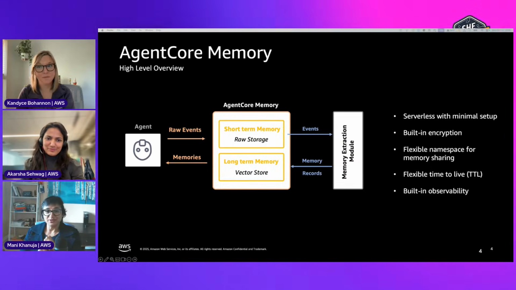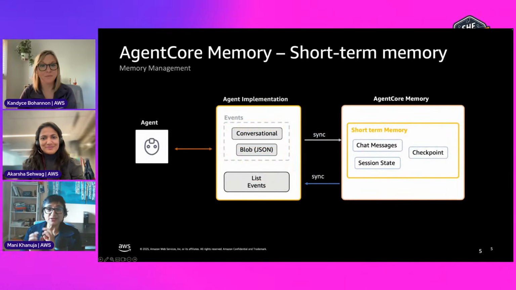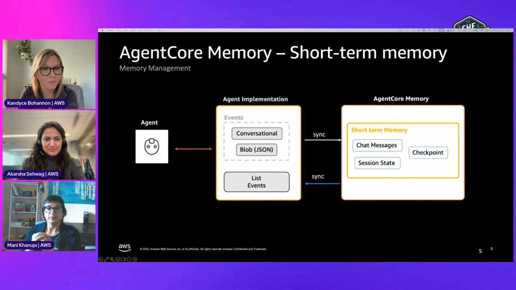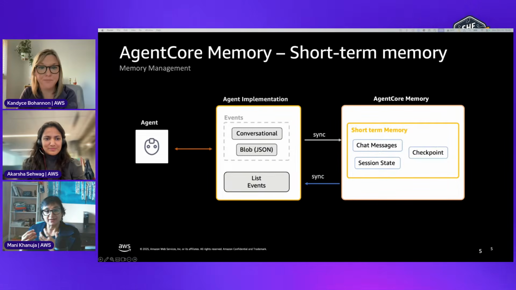Now let's move into the short term. As I mentioned earlier, short term can be your conversation or it can be a JSON blob. Why do we need this blob? Because you might want to store the checkpoint or the session state of an agent. And whatever is in that blob, when you enable long-term memory, it doesn't go into the long-term memory, right?